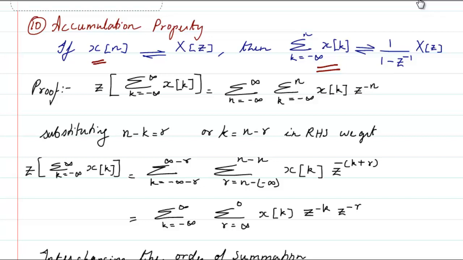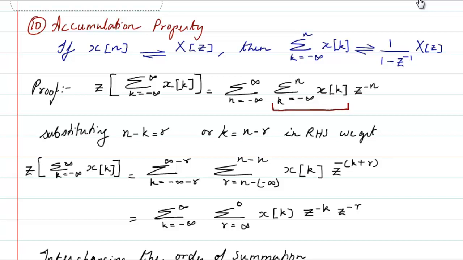So if you accumulate that, then what is the z transform of that function? The z transform of that function is given by, if you know the previous z transform of x of n, then all you have to do is multiply 1 divided by 1 minus z inverse with x of z. Let us prove this. The z transform of any function is given by multiplying that function with z raised to power minus n for a summation n is equal to minus infinity to infinity. So we have substituted that function.